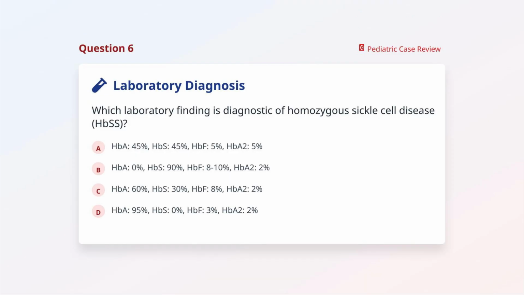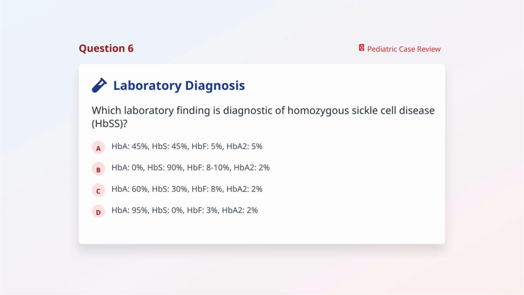Which laboratory finding is diagnostic of homozygous sickle cell disease, hemoglobin SS? Option A, hemoglobin A 45%, hemoglobin S 45%, hemoglobin F 5%, hemoglobin A2 5%. Option B, hemoglobin A 0%, hemoglobin S 90%, hemoglobin F 8 to 10%, hemoglobin A2 2%. Option C, hemoglobin A 60%, hemoglobin S 30%, hemoglobin F 8%, hemoglobin A2 2%. Option D, hemoglobin A 95%, hemoglobin S 0%, hemoglobin F 3%, hemoglobin A2 2%.